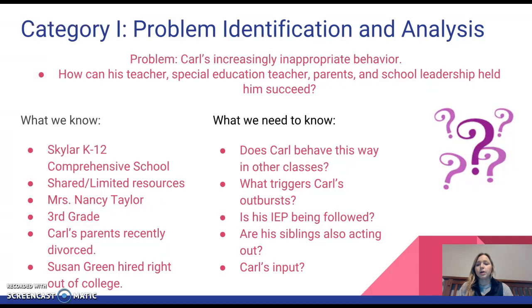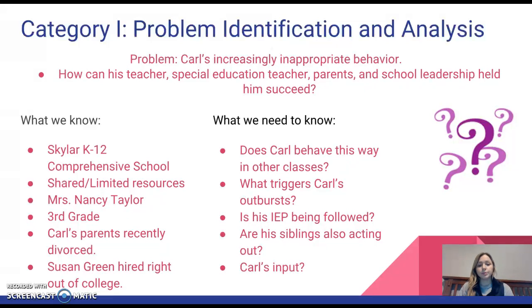So what we know, he attends Schuyler K-12 Comprehensive School. They do have shared and limited resources because this is a big district with several schools in it. Mrs. Nancy Taylor is his third grade teacher. She has been there for several years and has good standing throughout the school and seems to be known as a good teacher. Carl's parents are recently divorced, and Susan Green is a new hire right out of college.